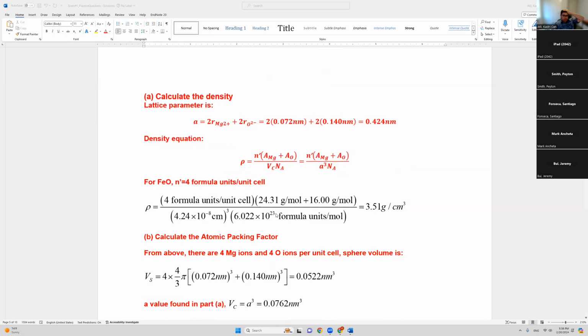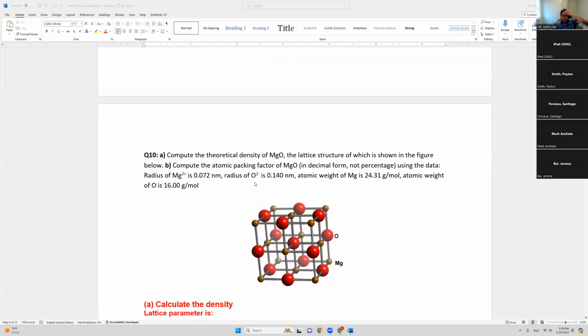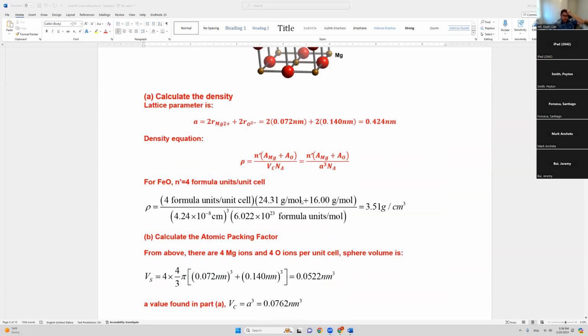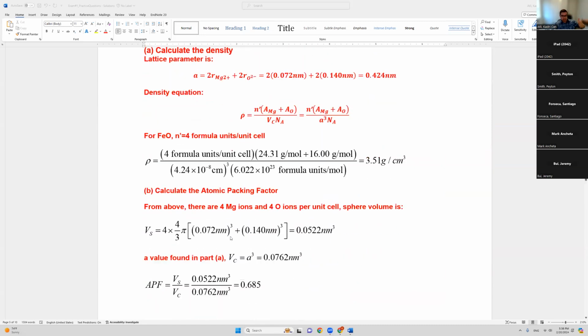So calculate the atomic packing factor in the B part, in decimal form, not percentage. Atomic packing factor is basically given by this formula, right? Again, you will be given this in the exam. The volume of the unit cell is in the denominator, and in the numerator, we have the volume of the atoms, okay?